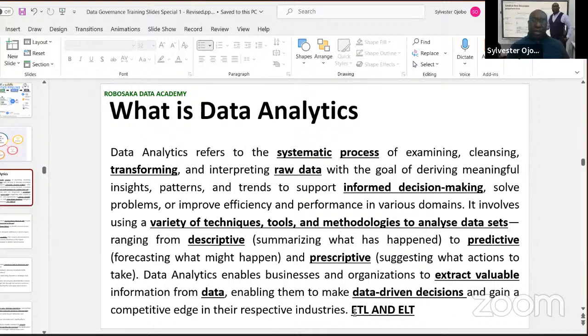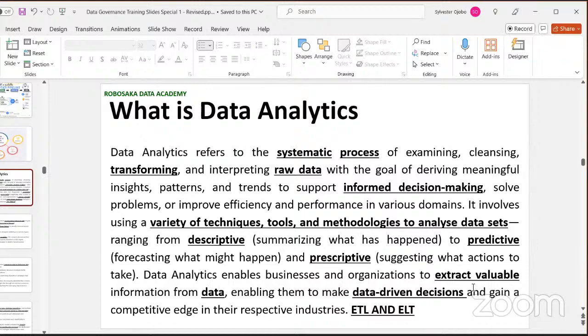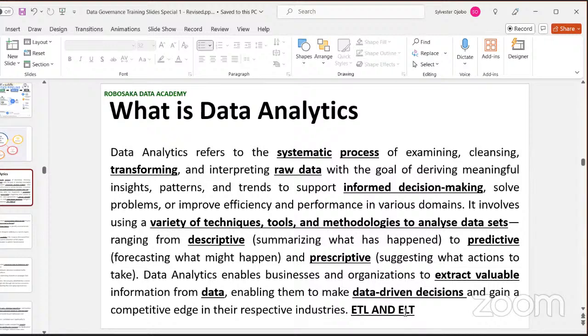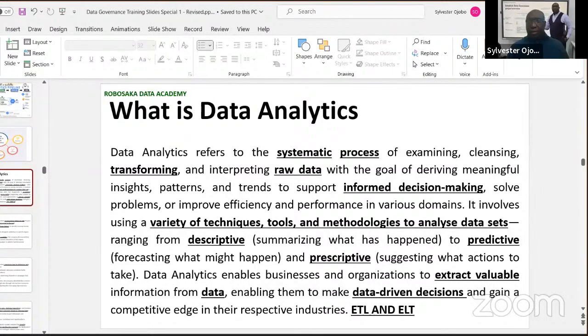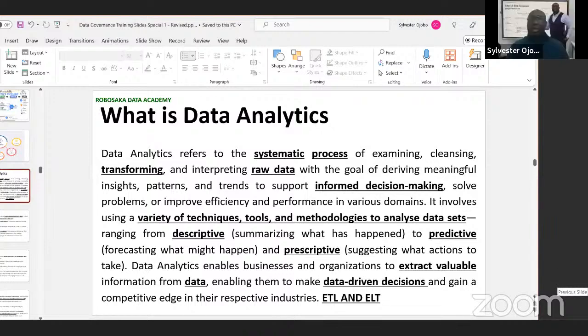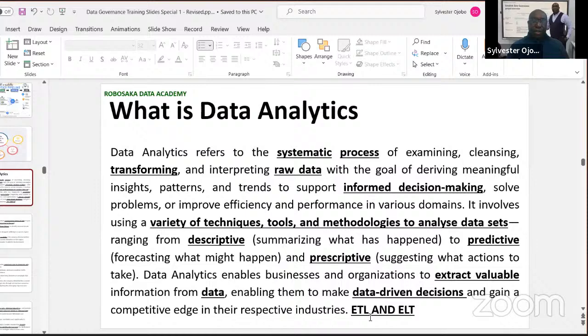where, who can tell me what ETL means? Extract, transfer, and load. Okay, the E is what? Extract. Extract, okay. What about ELT? Extract, load, and transfer. So when we're doing Power BI, you'll be seeing this come into play.